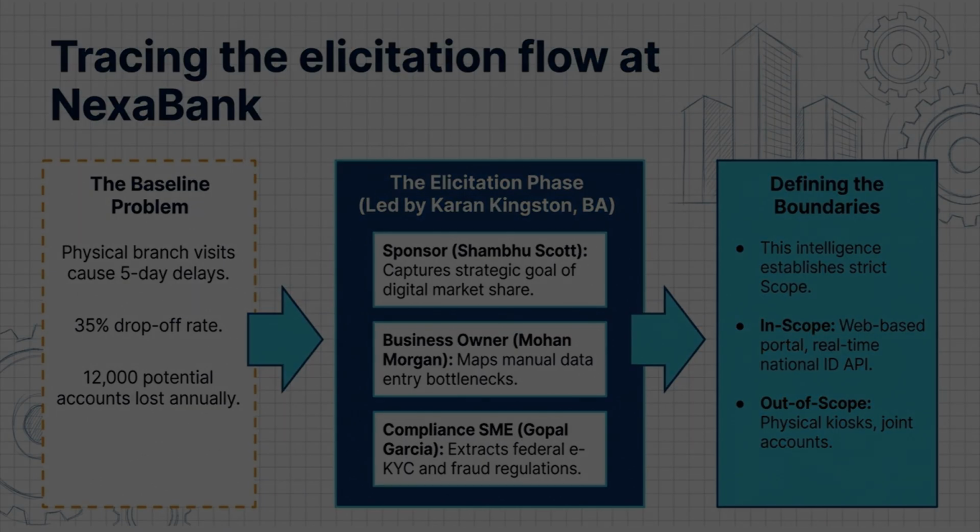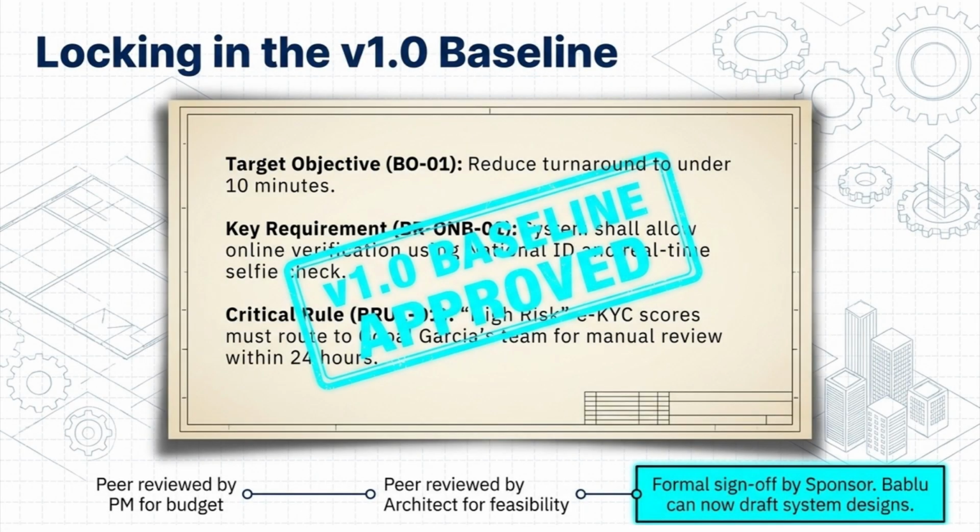Once drafted, the BRD reaches the version 1.0 baseline. It undergoes peer reviews with the project manager for budget alignment and the solution architect for technical feasibility. Formal sign-off from the business sponsor gives engineering teams the green light to begin system design.